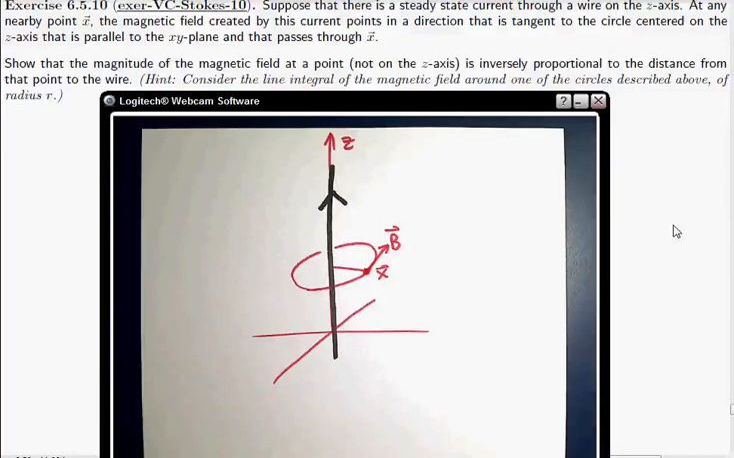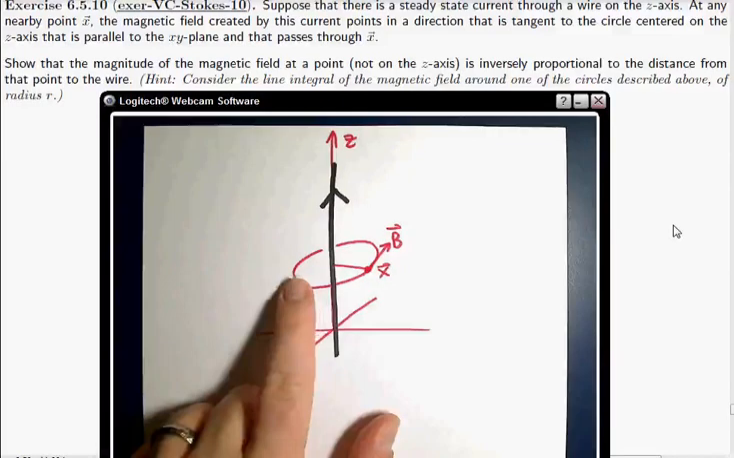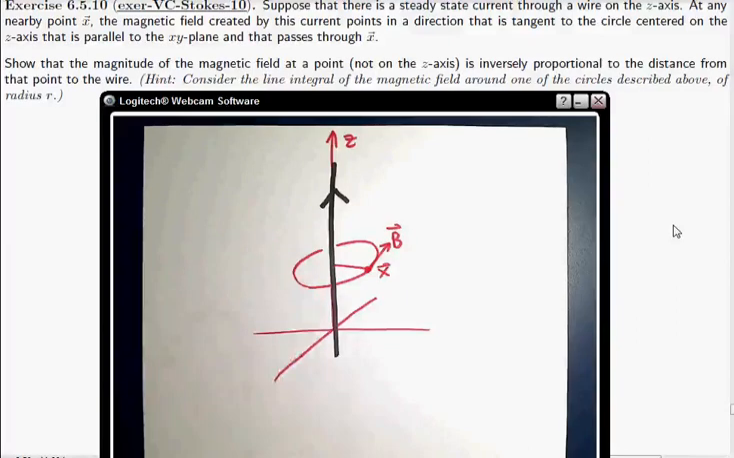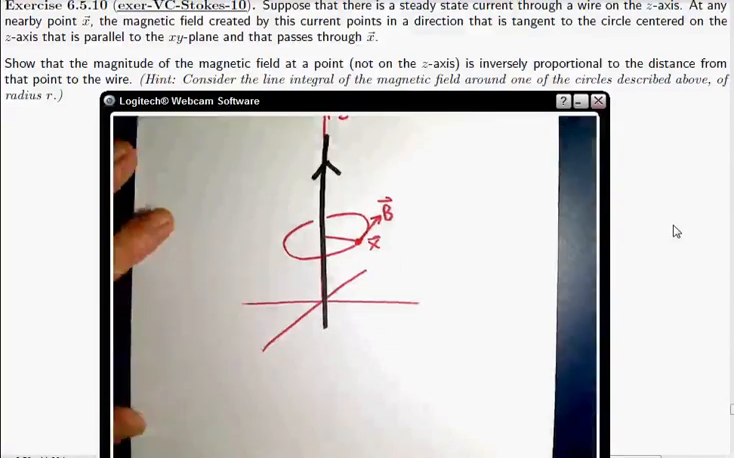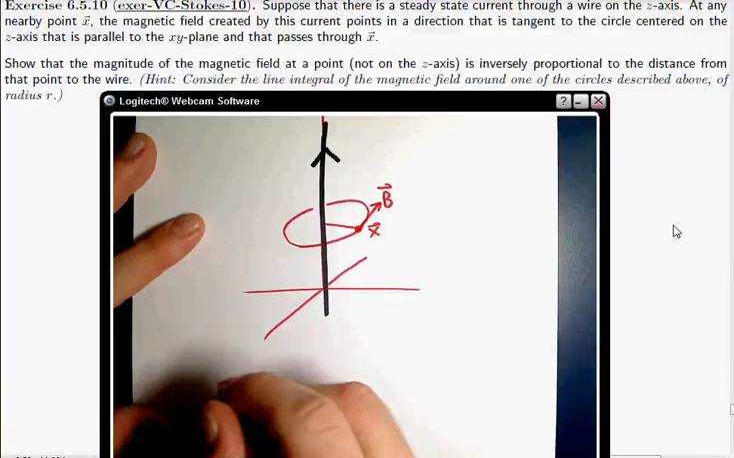All right. So the problem says now show the magnitude of the magnetic field is inversely proportional to the distance from that point to the wire. Okay, fine. Now the hint is what we're going to follow. It says let's compute a line integral of the magnetic field around this circle, and let's just see what comes out of that. So computing that line integral of that magnetic field.